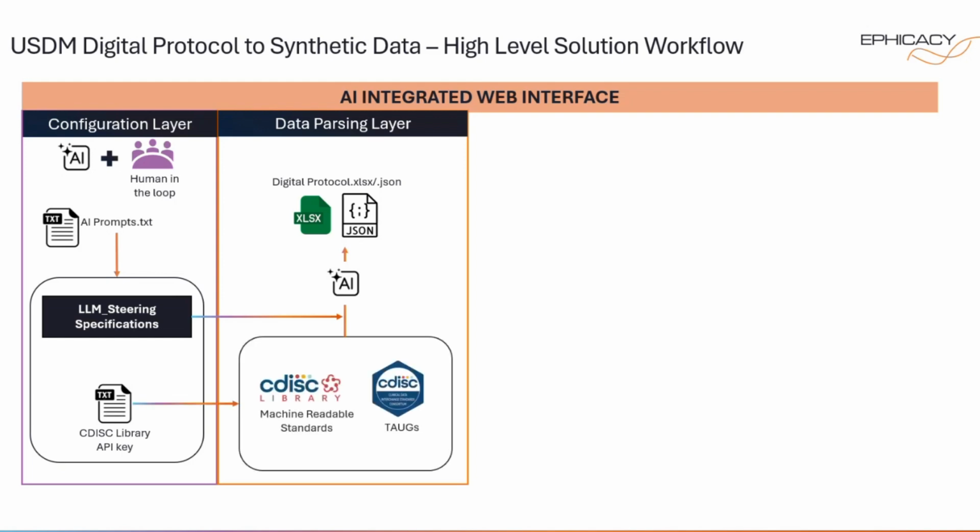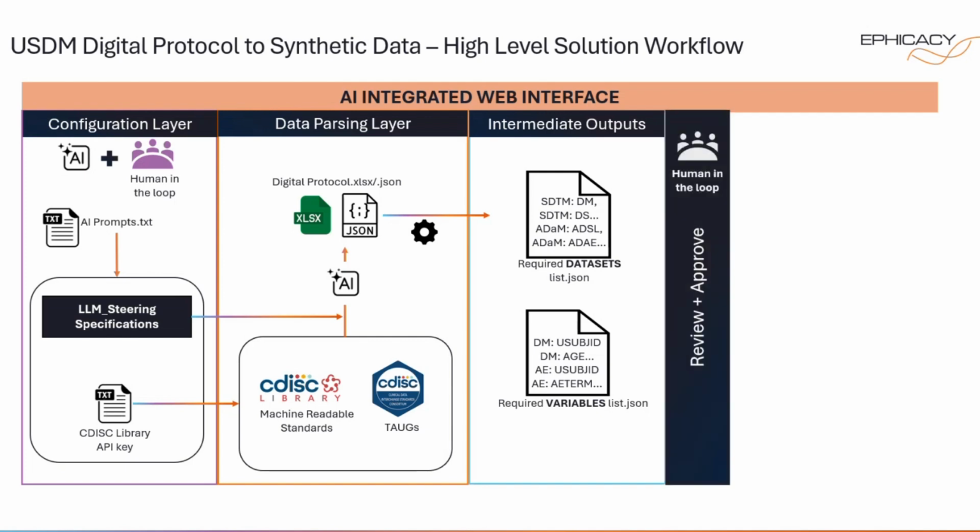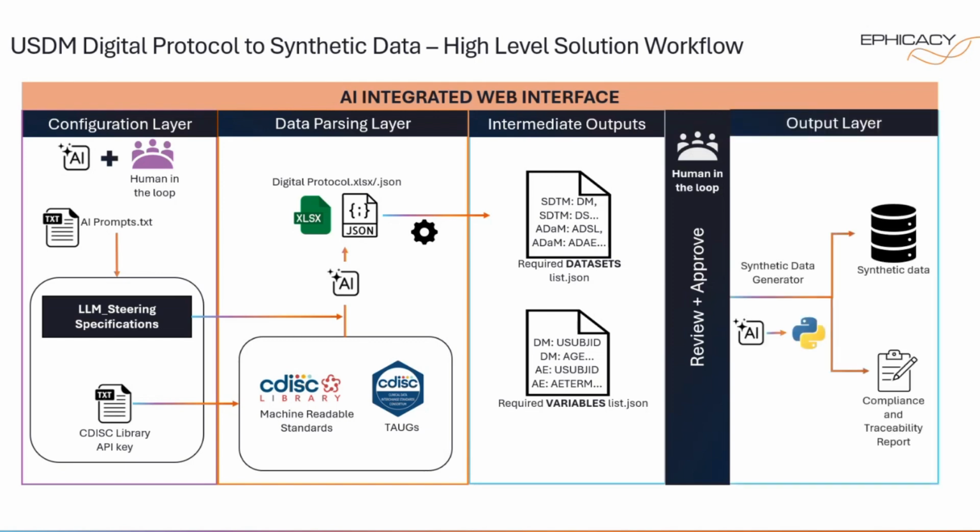In parallel, the standards intelligence layer employs machine-readable data standards and DOG references to generate CDISC-aligned datasets. A machine-readable list of required datasets and variables is generated as intermediate outputs. These are reviewed and approved through a human-in-the-loop step. Finally, the output layer produces synthetic SDTM datasets, along with a compliance and traceability report. The key point is that generation is not random. It is guided by protocol metadata, standards metadata, and documented generation rules.